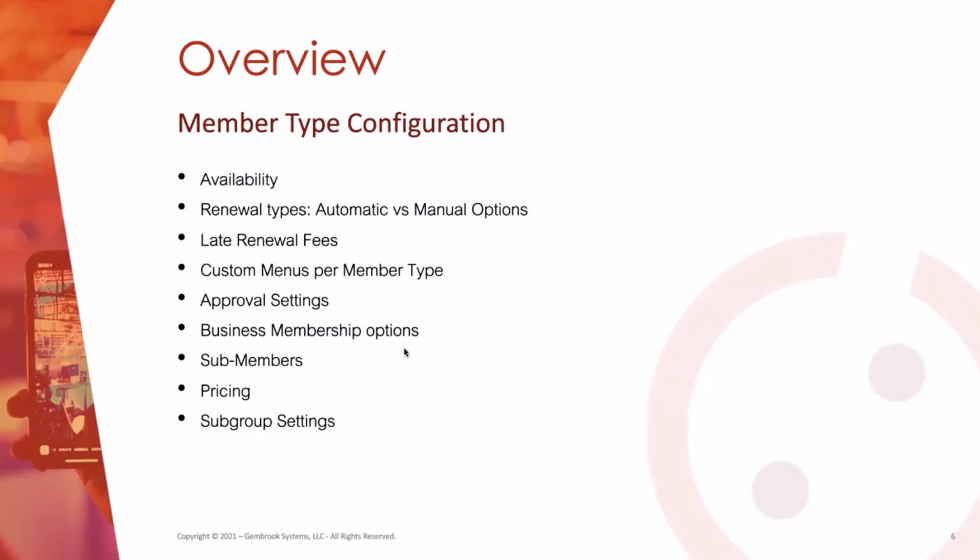And we also have a new option where you can actually create a code so that if a business joins and they have other people who are also a part of their business that need to be members, you can give them a special code. And when that member joins, they just plug that code in and the system will automatically tie them together.